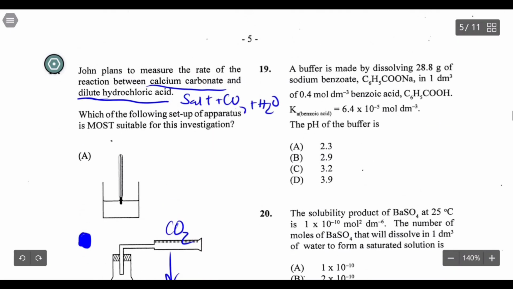Number 19. A buffer is made by dissolving 2.8 grams of sodium benzoate in 1 dm cube of 0.4 mole per dm cube of benzoic acid. The Ka, or the acid dissociation constant of benzoic acid, is 6.4 times 10 to the minus 5 moles per dm cube. The pH of the buffer is?